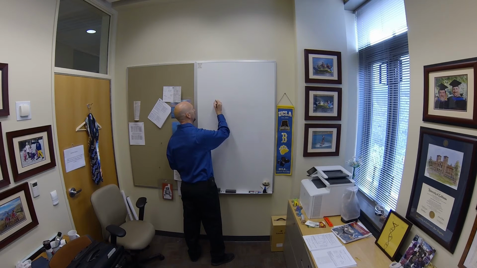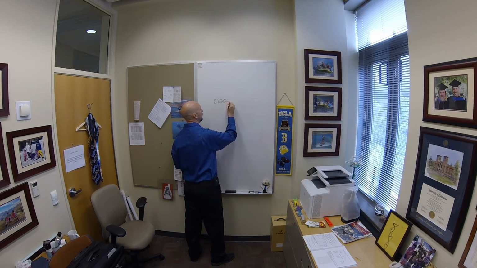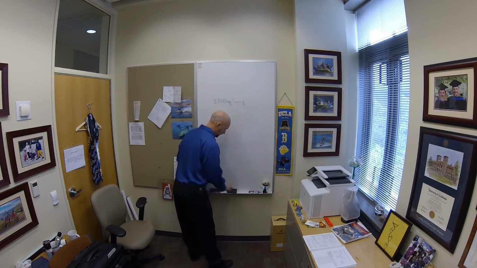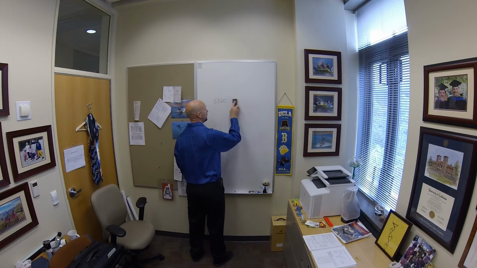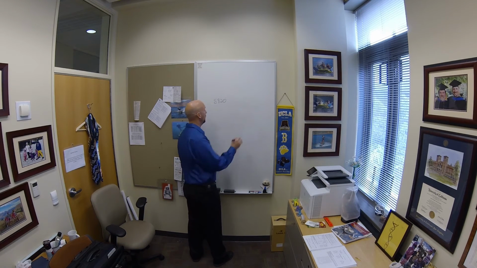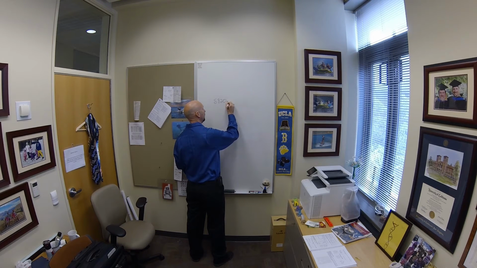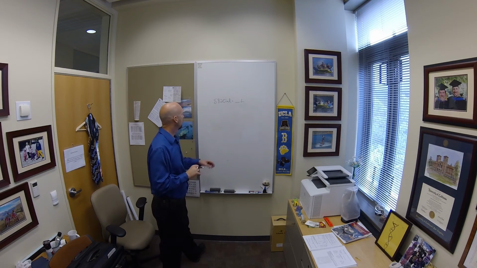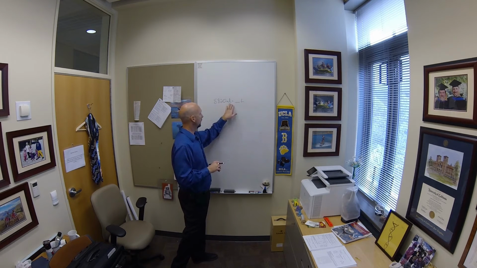Okay, so convert, let's say, 5,820 milligrams to grams. You know what, I'm going to use something other than grams, so you don't think that we're always working with grams. So I'm going to say milliliters to liters. Okay, so convert 5,820 milliliters to liters.